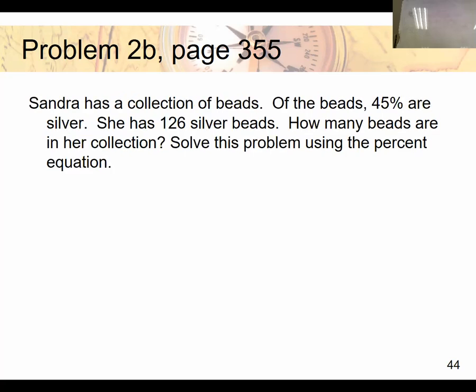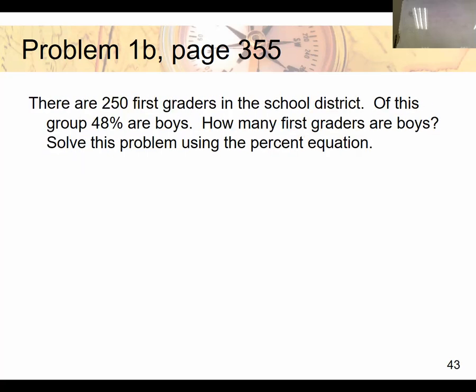Okay. So there are 250 first graders. That's the whole. 48% of them are boys, and we want to know how many first graders are boys. So that's the part. And as A is equal to, of course, P% times N representing the whole. And we got the percent, which is 48%, times N, that's 250. So here we're finding the part in this case.